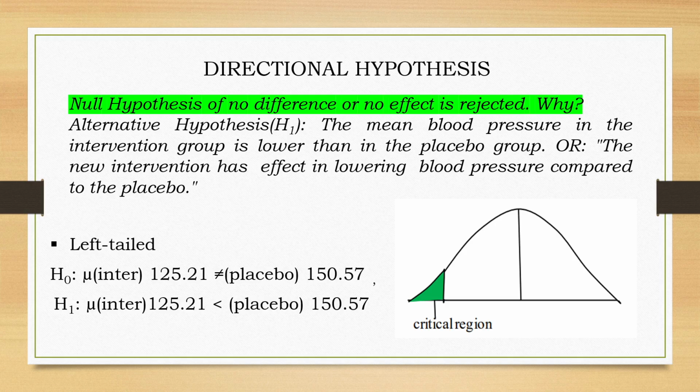Now, this is because when you substitute the means here in the null hypothesis, you'll find that 125.21 is not equal to 150.57, or in the alternative hypothesis, the mean blood pressure for those who took the medication is lower than that of the people who took the placebo. And this is the left tail hypothesis, because the relationship between the variables is denoted by the inequality less-than sign here.